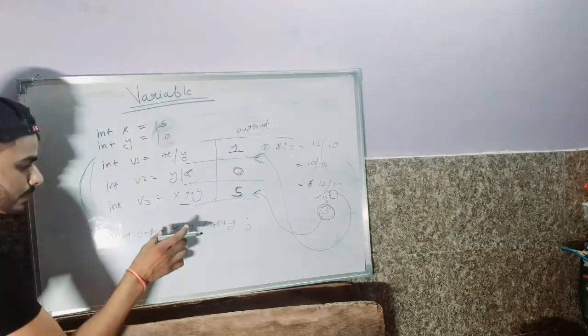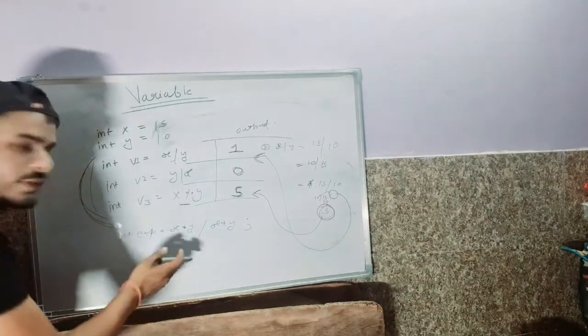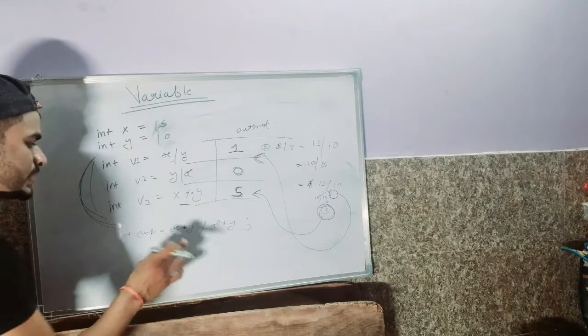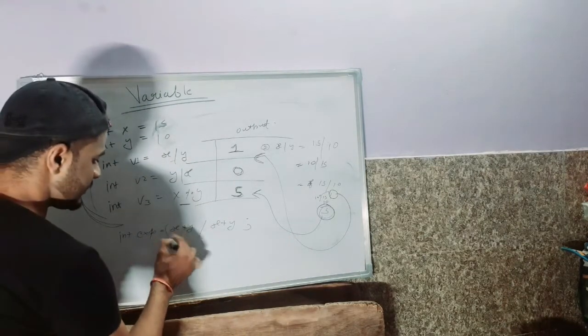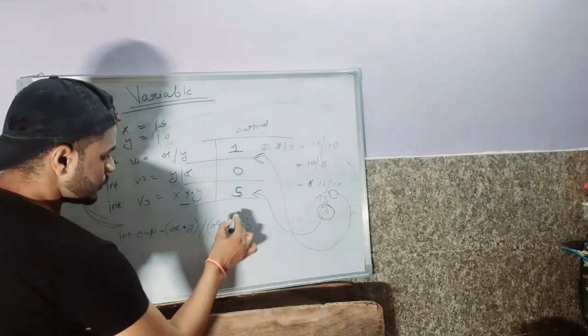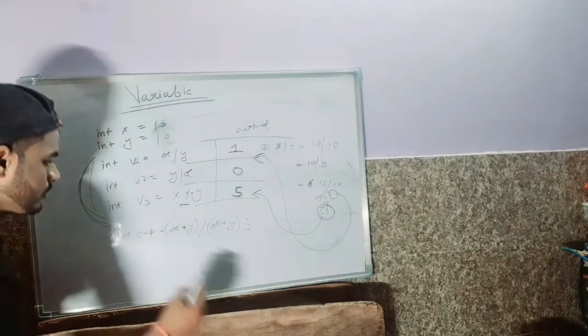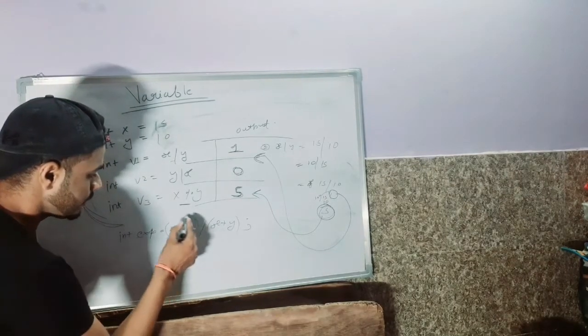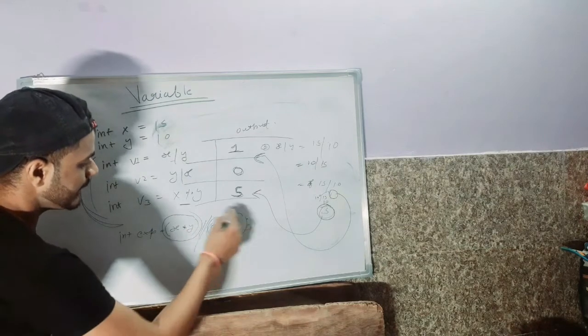If we want to perform this expression properly, what do we have to do? We simply put brackets. Now the priority is to first solve this bracket, then divide and solve this bracket, and get the result.